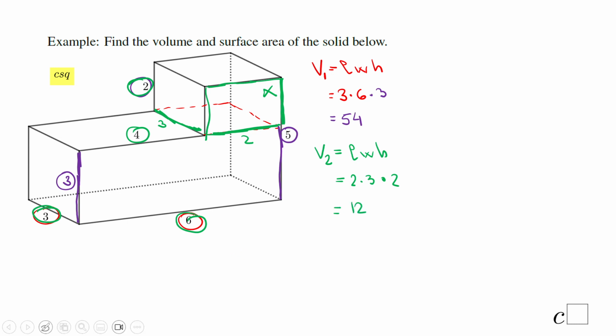So now the volume of the composite shape will be V1 plus V2. We add these two volumes, so we have 54 plus 12, and that will be 66. 66 cubic units is the volume of this composite shape.